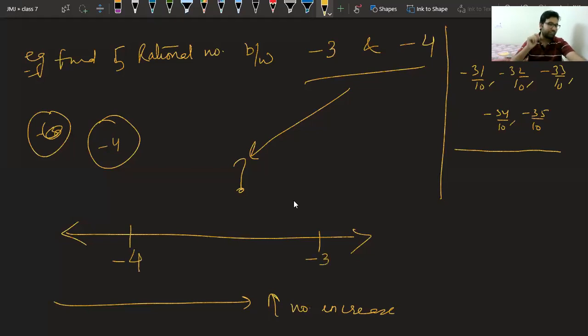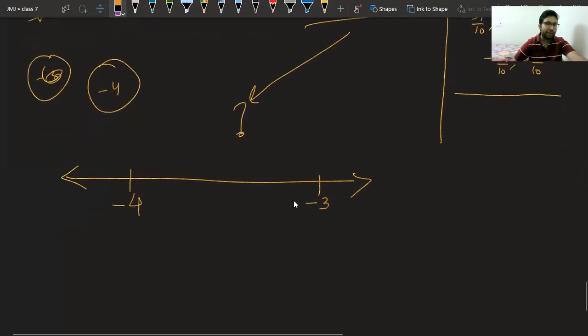These numbers are negative numbers. They are different from positive numbers. You have to think in a different way. That's why I gave you this question. Minus 4 is smaller than minus 3. So first of all, we have done this arrangement. Now we have to find numbers between minus 4 and minus 3.